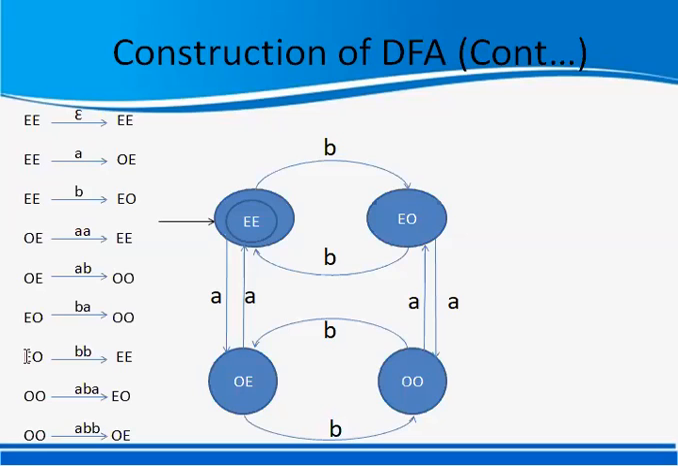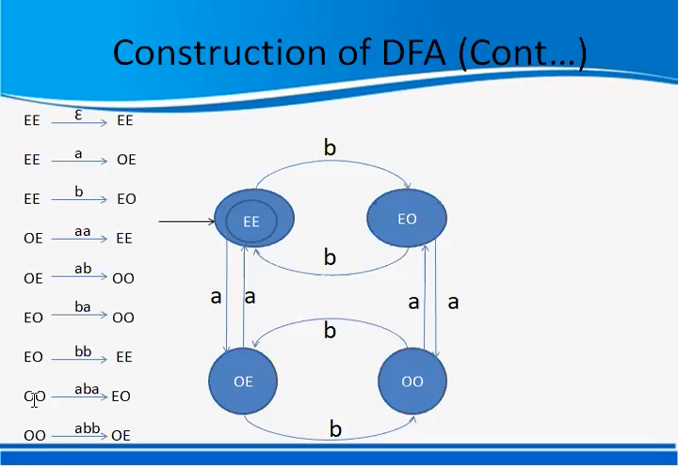Now from state EO on input B. We reached state EO from EE on input B. So next on input B, our complete string becomes BB. BB has an even number of A's and even number of B's. So it will move to state EE on input B.